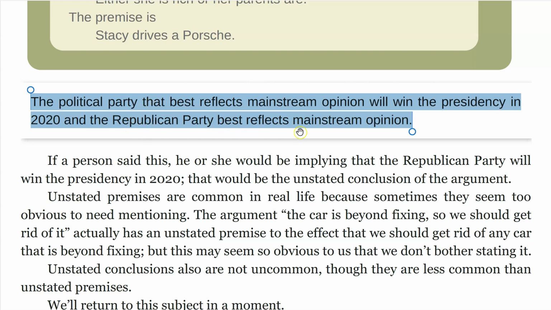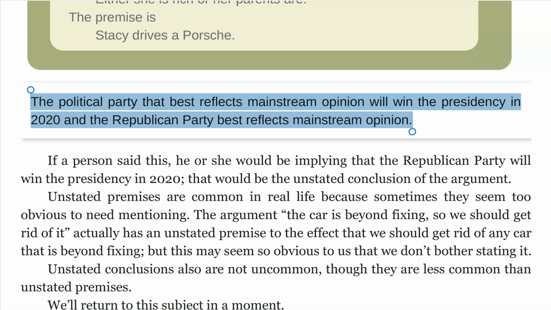The Republican Party best reflects mainstream opinion, right? In no way is that a conclusion to this first premise, the political party that best reflects mainstream opinion will win the presidency in 2020, right? These are two disparate bits of information, right? One does not lead to the other. They have things in common, right? They're both about the mainstream opinion.